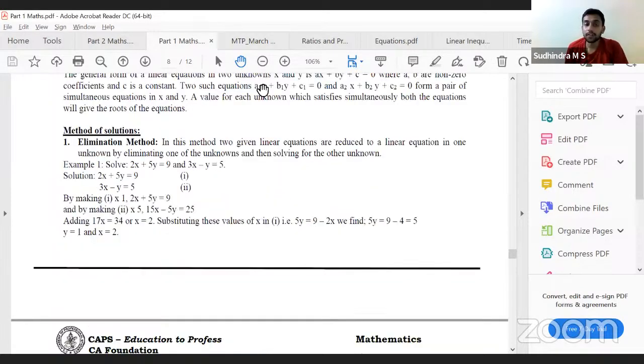Getting the solution. First one is the elimination method. So what are we doing here? We are eliminating one of the variables. So let's say 2x plus 5y equals 9, 3x minus y is equal to 5. So how do I eliminate it?